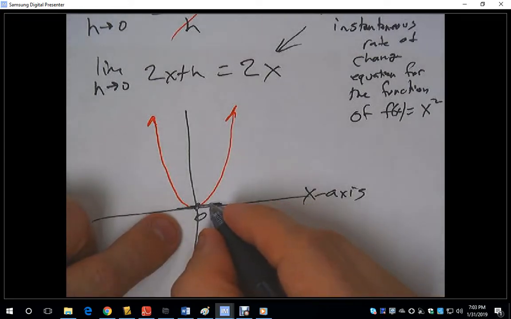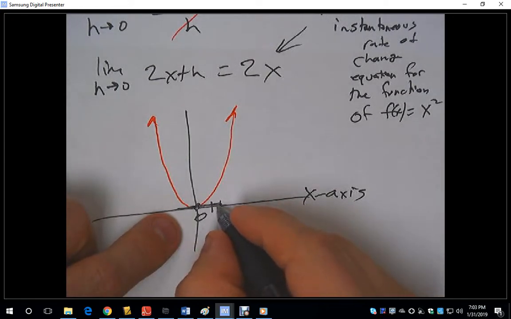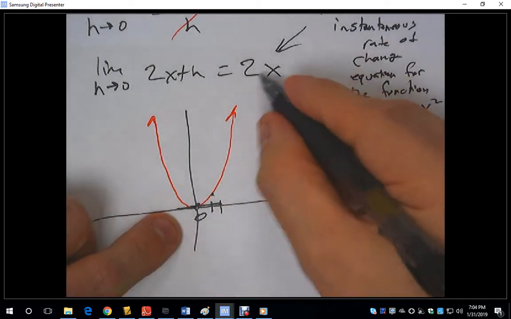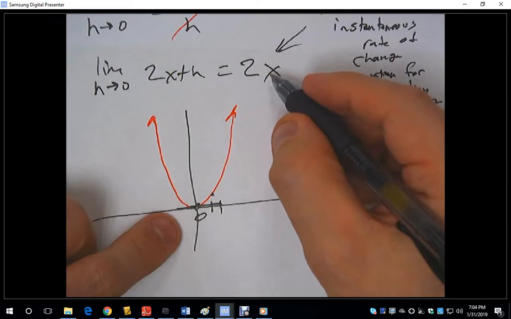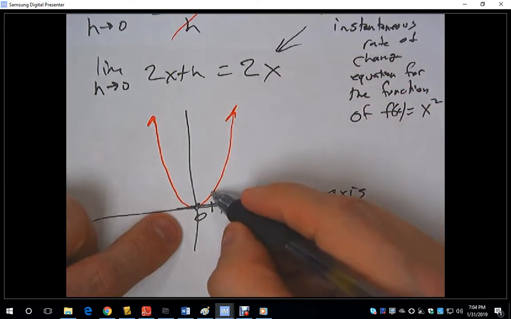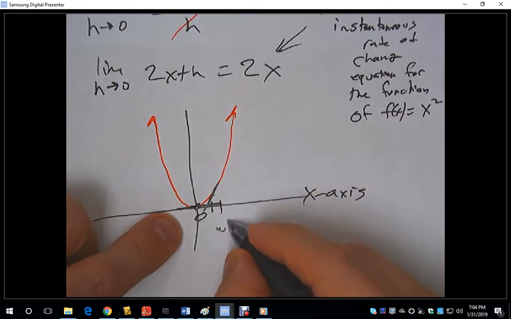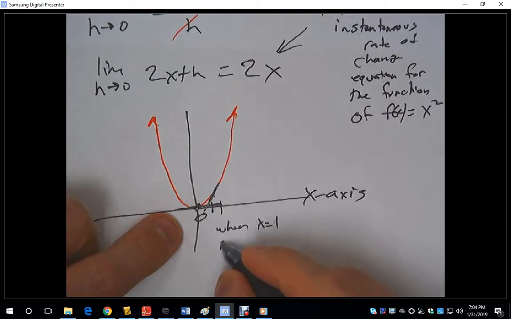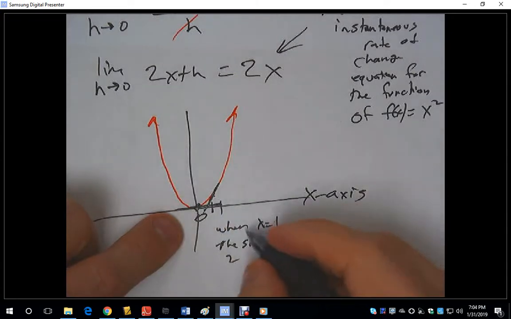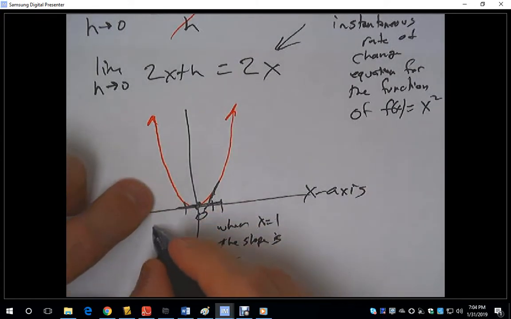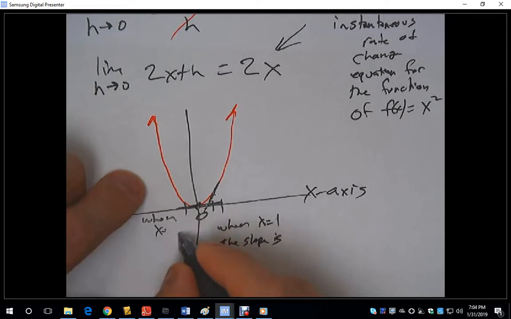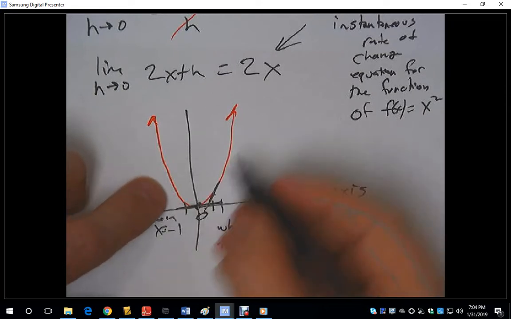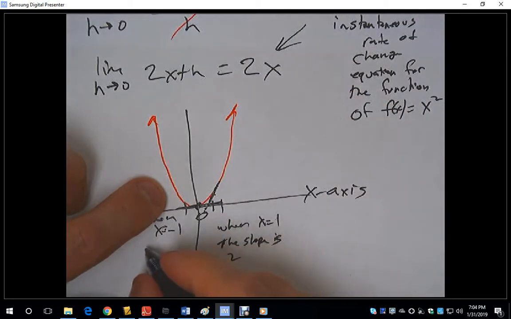What if I want to see what my slope is at, say, 1? Well, I'm going to plug in 1. I have 2 times 1, which is going to give me 2. So when x equals 1, the slope is 2. What about when x is negative 1? Well, we do the same thing, plug it in. 2 times negative 1 is negative 2, so the slope is negative 2.